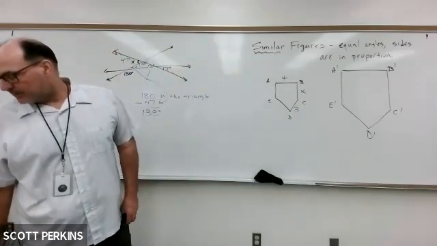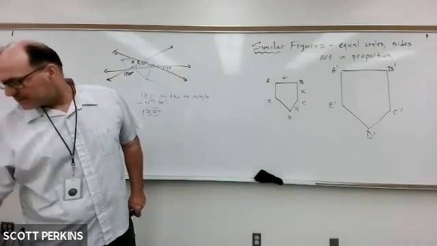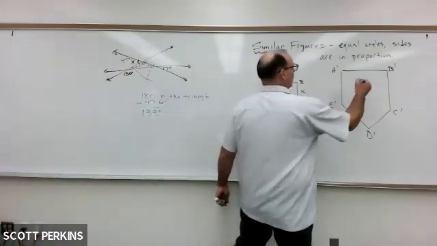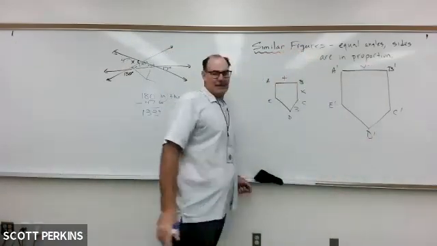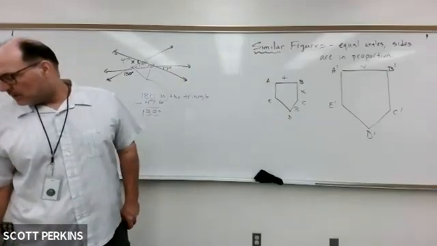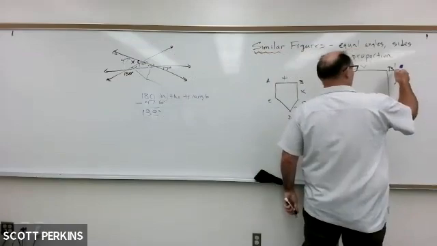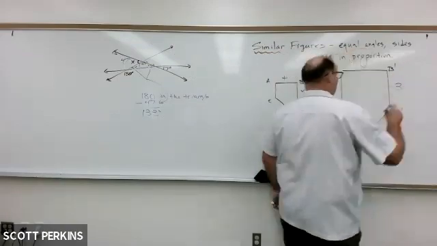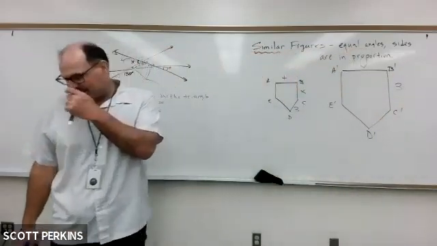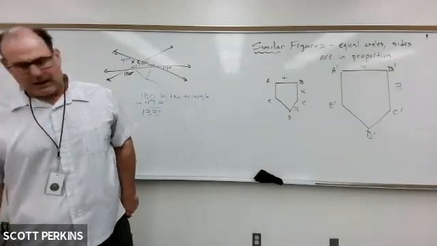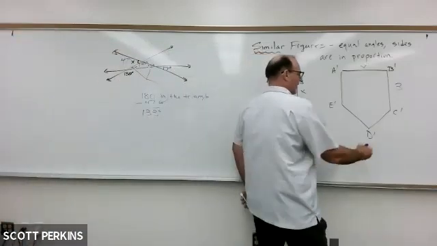On the other one, the top side, A prime, B prime, we're going to call that Y. We don't know what that is. The right side, B prime, C prime, we're going to call 3. And then last but not least, this last side, C prime, D prime, is 4.5.